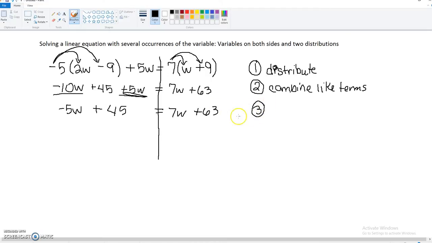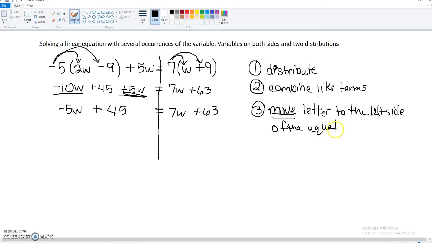Now we want to go ahead and move. Remember I said move our letter to the left side of the equal sign. So we're going to subtract because it's a +7. If it was a -7, we would add, but in this case it's a +7, so we're subtracting. Again, be careful with your signs because you've got a -5 up here. So -5 plus a -7 is a -12w. Bring down your 45.